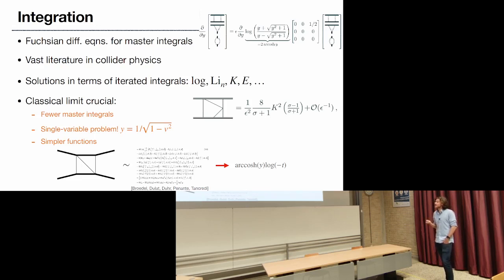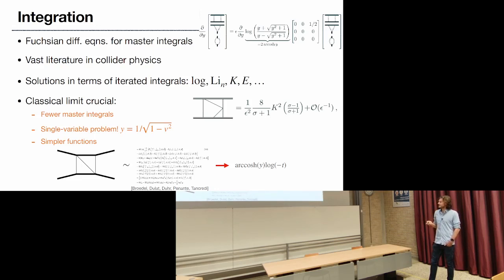The remaining integrals satisfy Fuchsian differential equations. This is also a very standard insight from collider physics, and there is a vast literature on how to solve these integrals. The key point is it's very important in all the steps that you always have to take the classical limit very thoroughly. In this case, the classical limit leads to a reduction in the number of integrals you have to compute, but it also makes the problem much simpler because the number of variables drastically decreases.